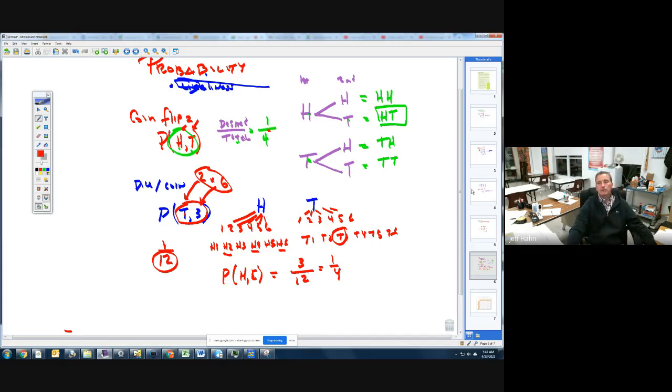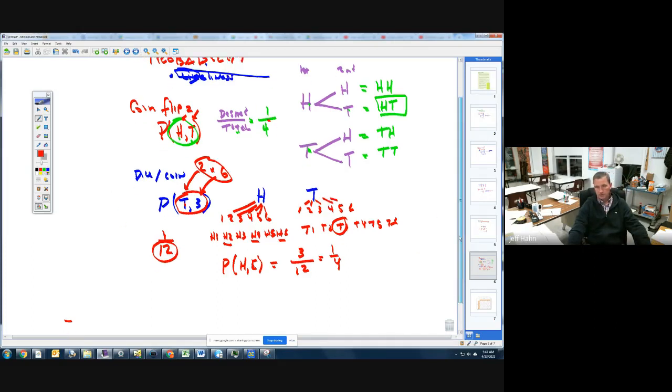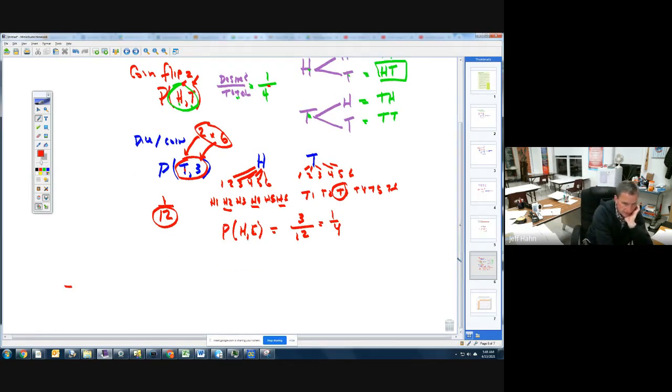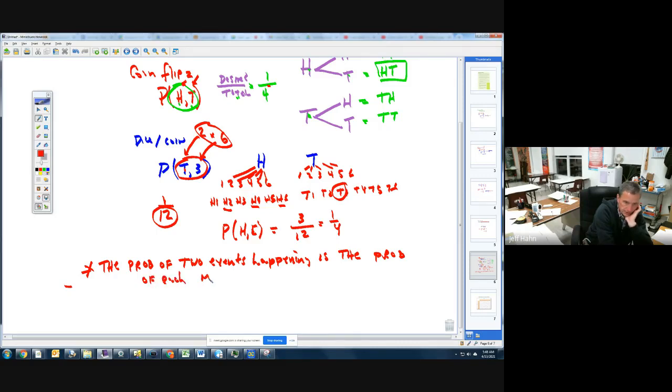Now, rather than having to draw these tree diagrams all the time, there is this rule, and this is what we should write down: the probability of 2 events happening is their probabilities, the probability of each multiplied together, which may or may not mean anything to you, but I'll show you what that means.